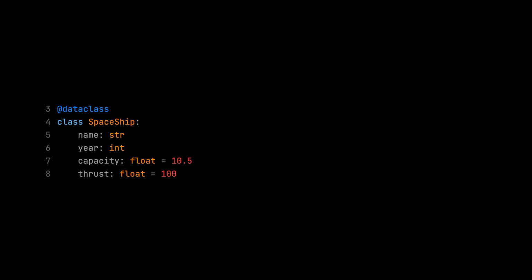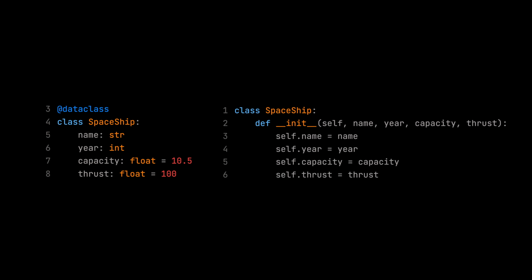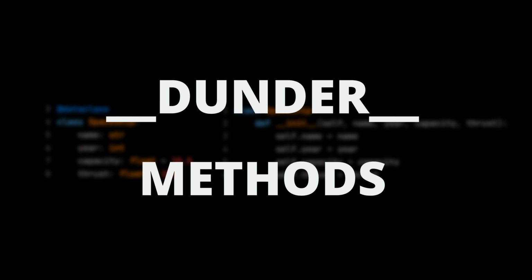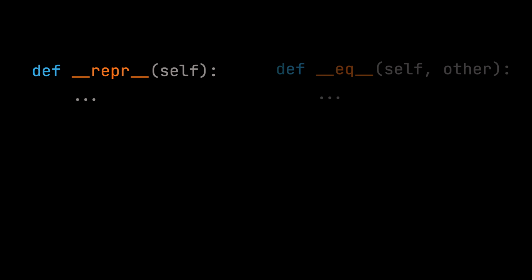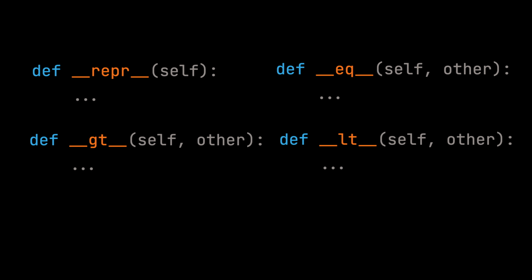You can immediately tell that this is a lot less code than a normal class, but this conciseness is just the beginning. Data classes also implement something called Dunder Methods. These are essentially double underscore functions that change the default behavior of a class.